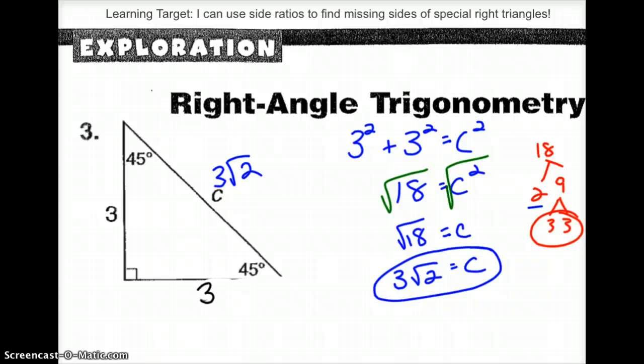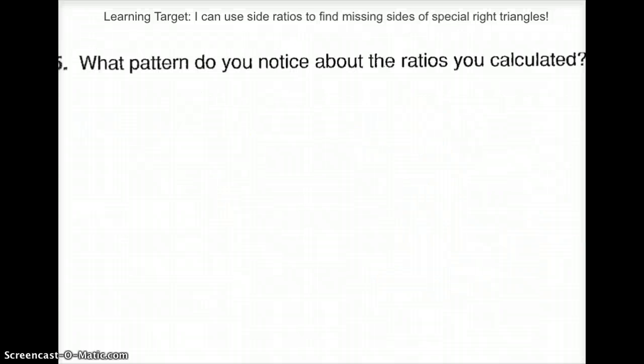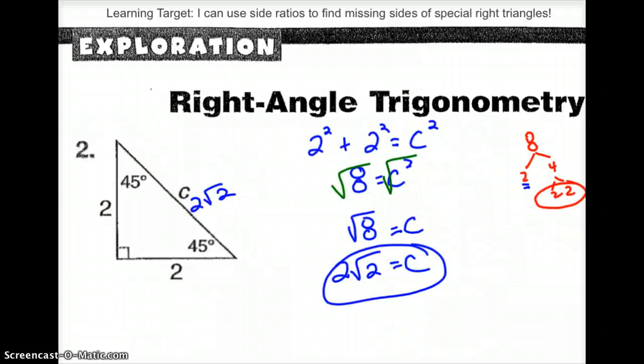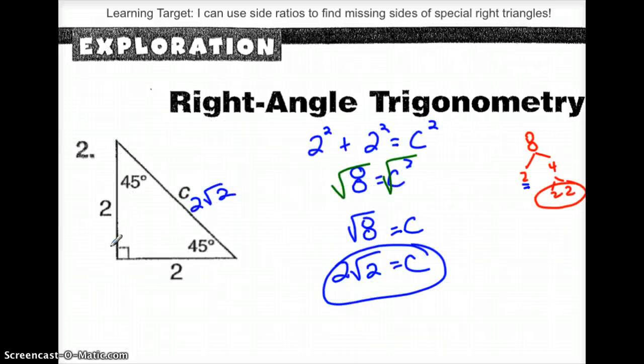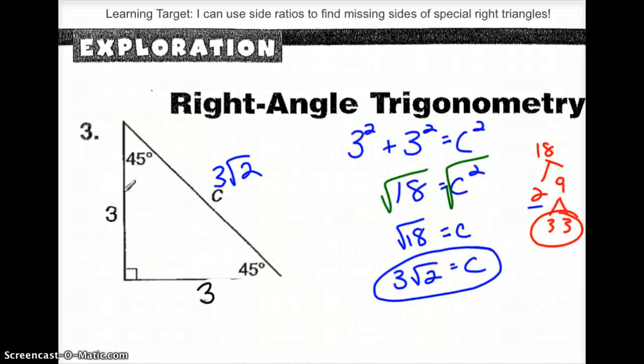Now, the next question asks us what pattern we noticed as we did this problem to problem. Let me scroll back to the first one again. When our side measures were 1, our hypotenuse was radical 2. When our side measures were 2, our hypotenuse was 2 radical 2. And when our side measures were 3, our hypotenuse was 3 radical 2. So what pattern do you notice? I'll give you a second to think about it.